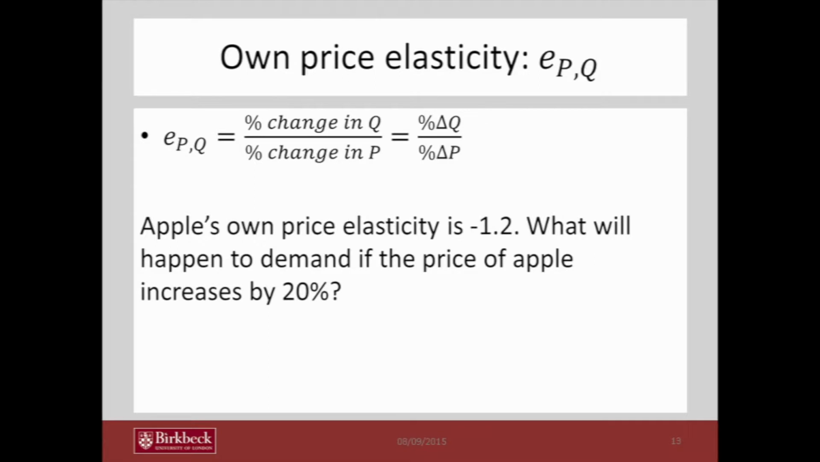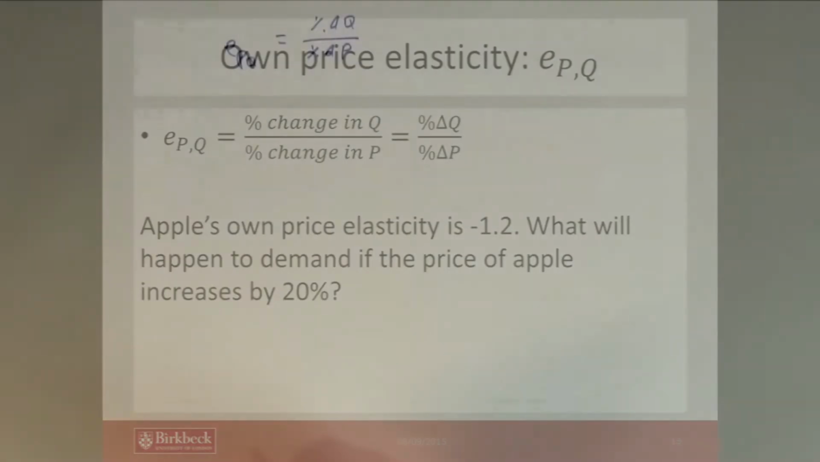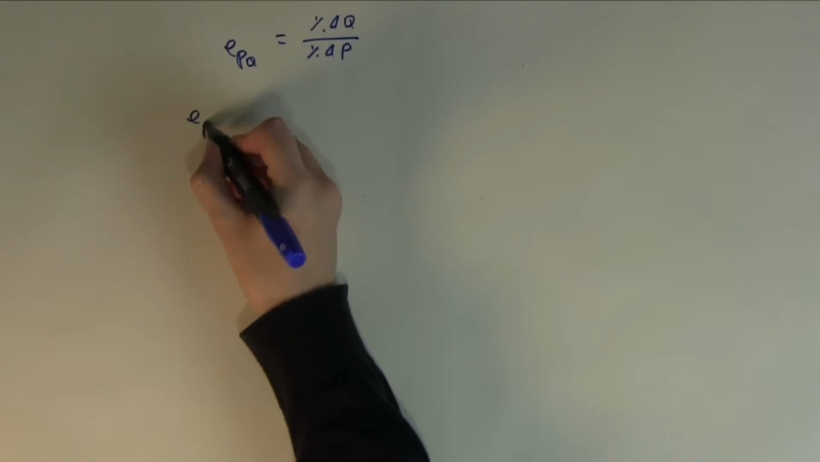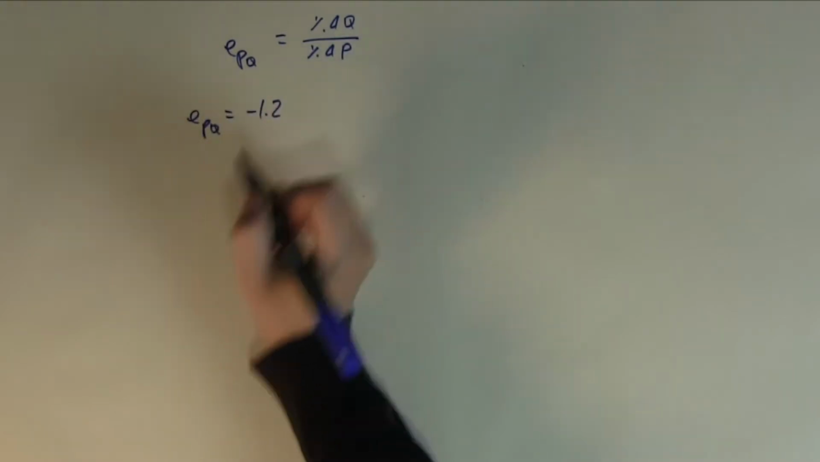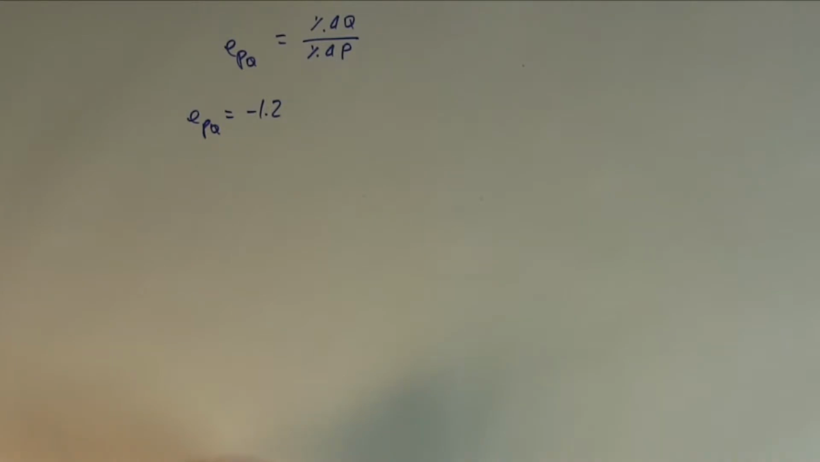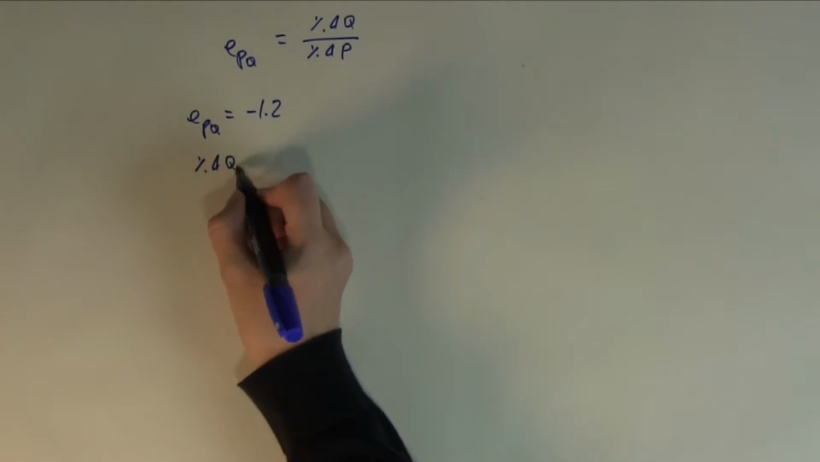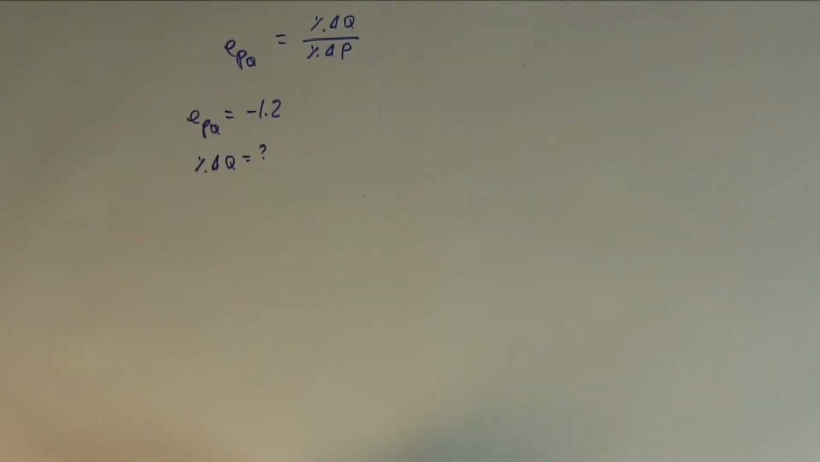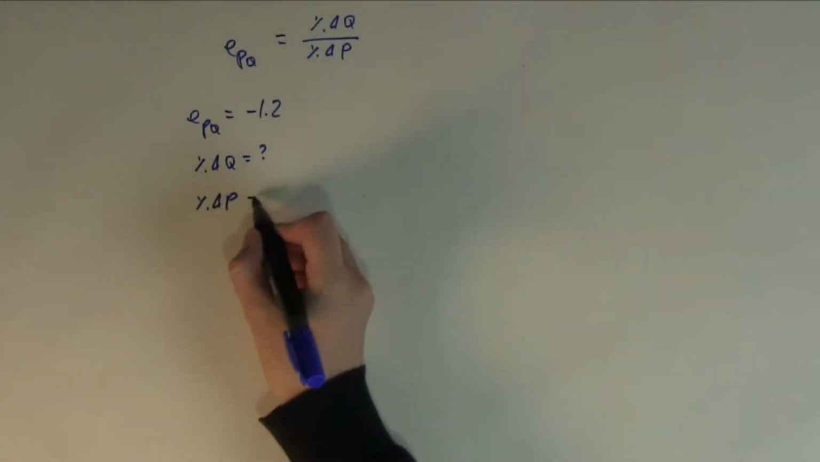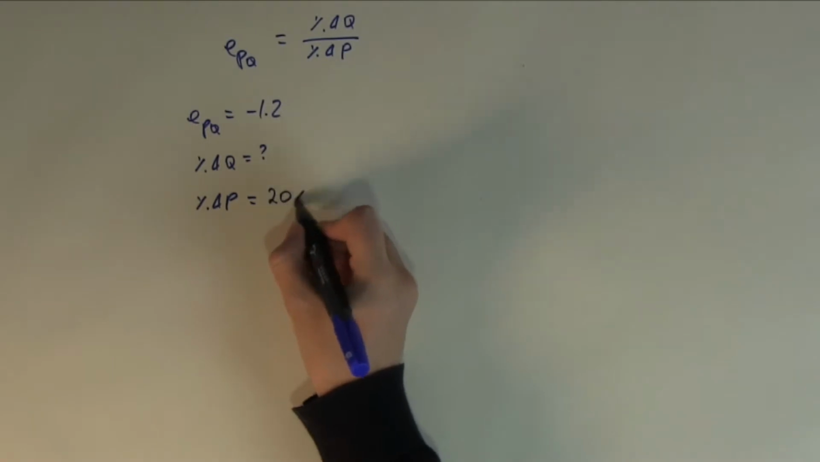Let's look at another example which is slightly different. Again, we will make use of the own price elasticity formula, which is the percentage change in quantity divided by the percentage change in price. So what we know now is that the own price elasticity is -1.2, and the question is what will happen to demand. So what is the percentage change in demand if we know that the price of the apple increased? So increase is positive change, so we've got the positive 20% change.